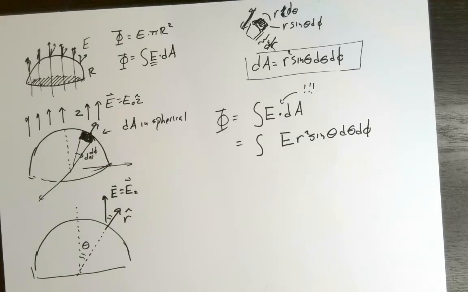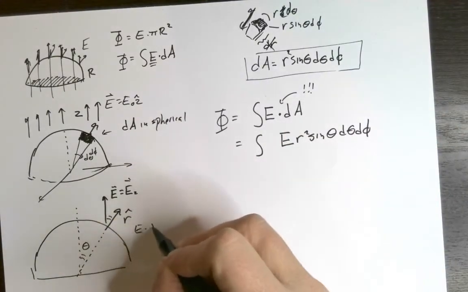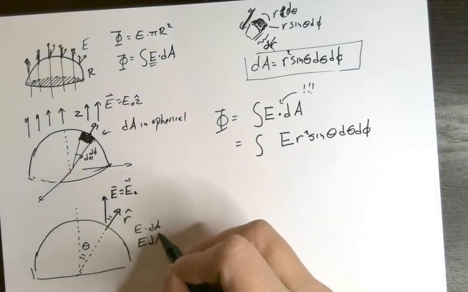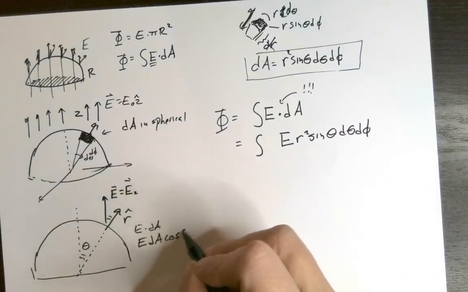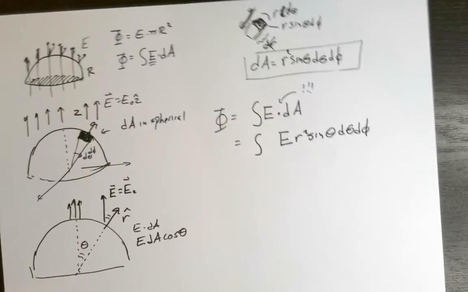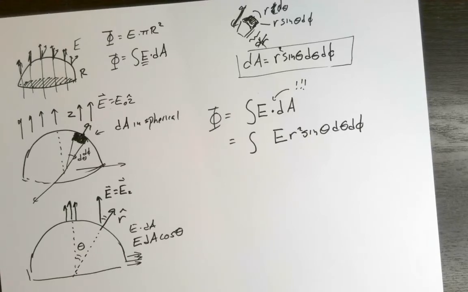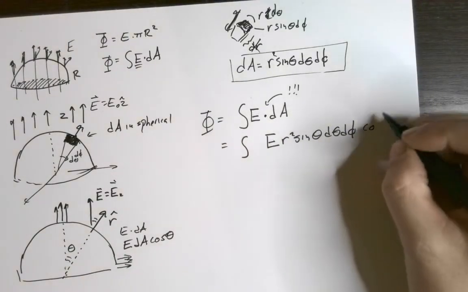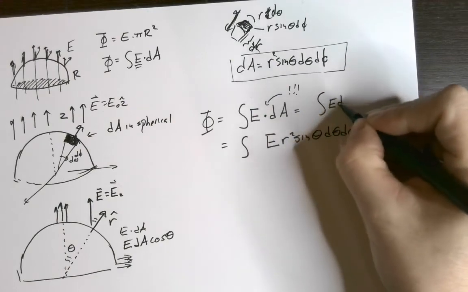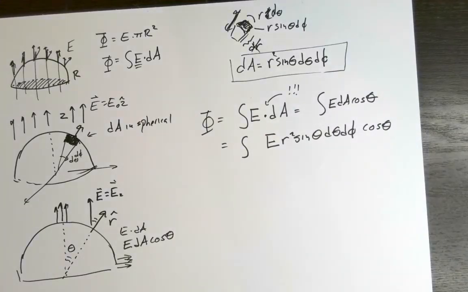So the dot product is just going to be E dot dA, which is going to be equal to E dA cosine theta, right? The dot product is 1 up here, where the normal and the field are in the same direction, and it's 0 down here, where the normal and the field are in opposite directions. So this is going to be equal to the integral of E dA cosine theta. So our integral is going to be equal to E times r squared sine theta d theta d phi cosine theta.